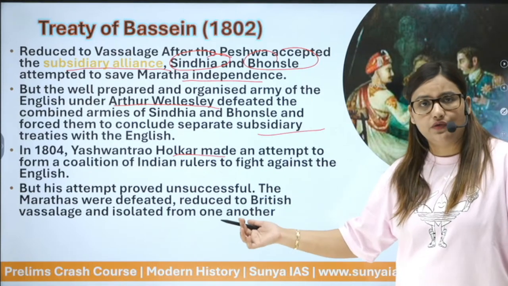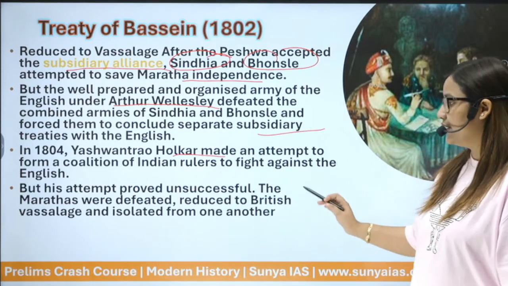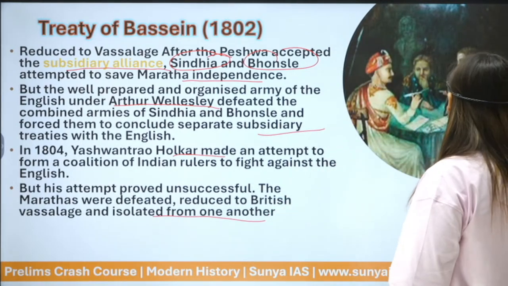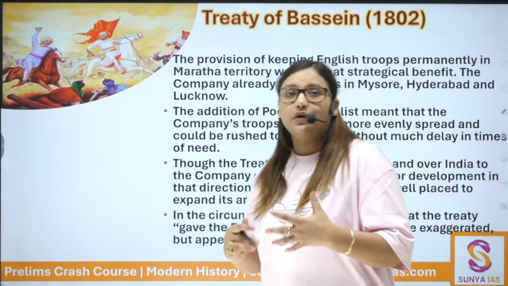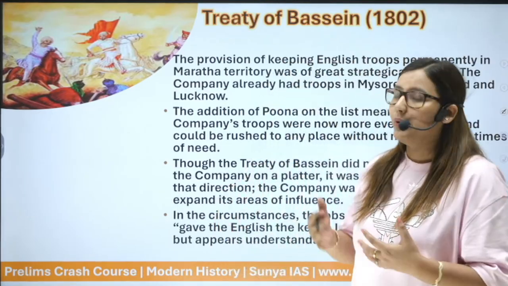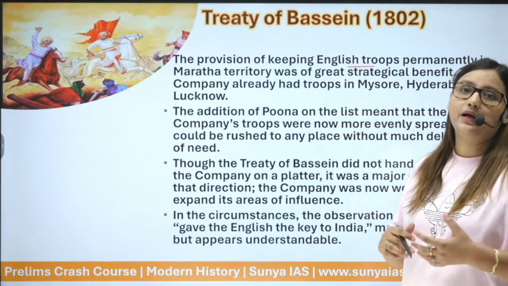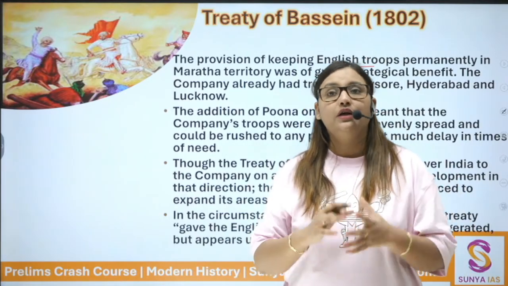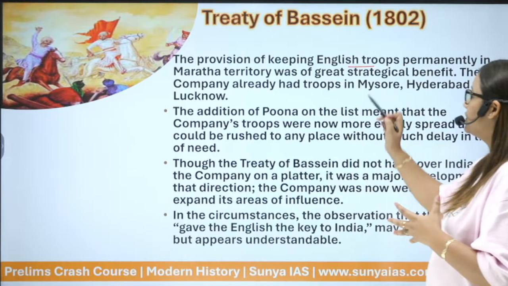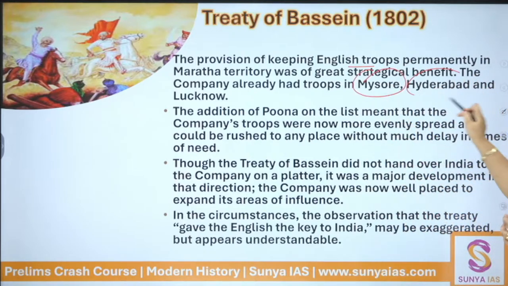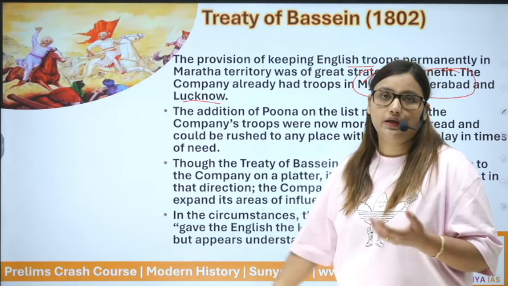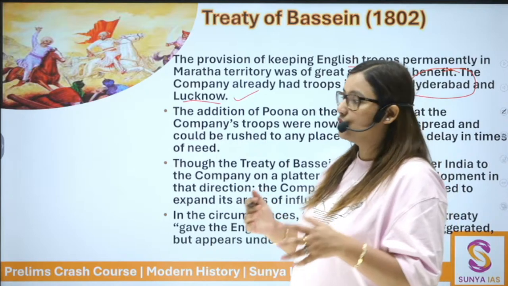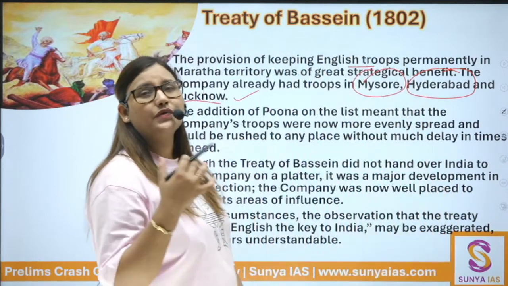The Marathas were defeated and they were reduced to British vassalage and they were isolated from one another. All the chiefs were isolated and they were not able to do anything. Because of this Treaty of Bassein, basically, by keeping the English troops permanently and giving so many territories and strategic locations to EIC, you see that the company already had troops in Mysore, they already had troops in Hyderabad, they were already having everything in Lucknow. So it was very easy for the company to bring the army and soldiers from wherever they wanted. It was very easy for them.